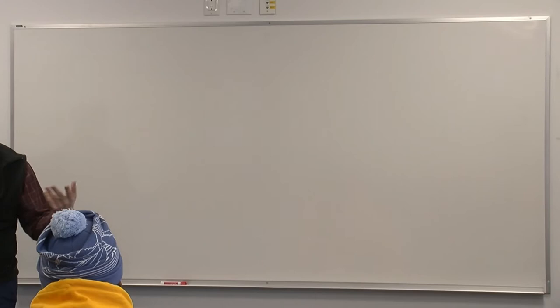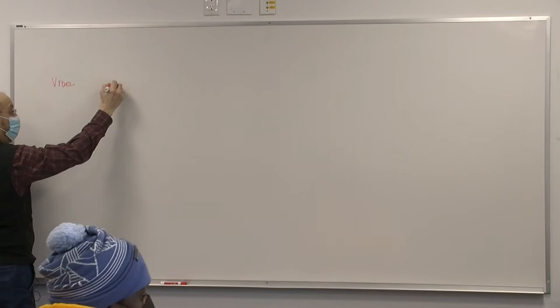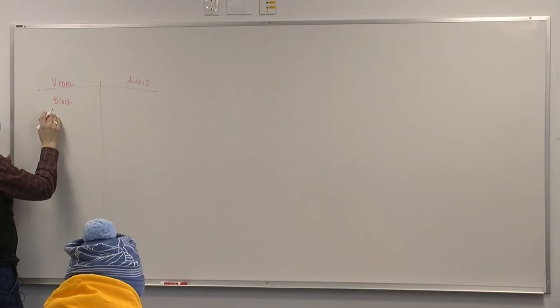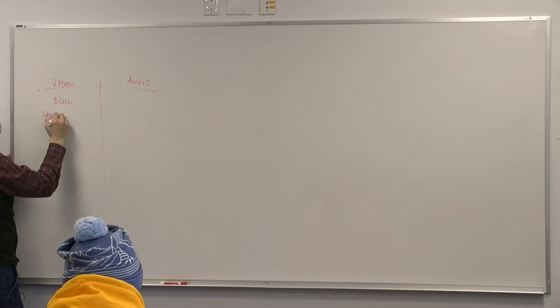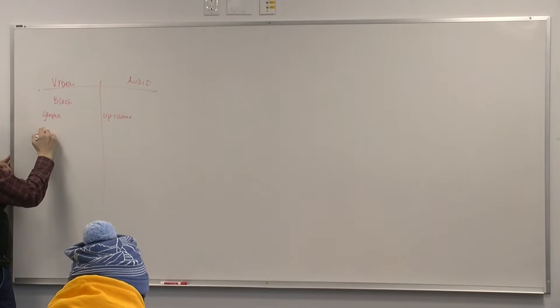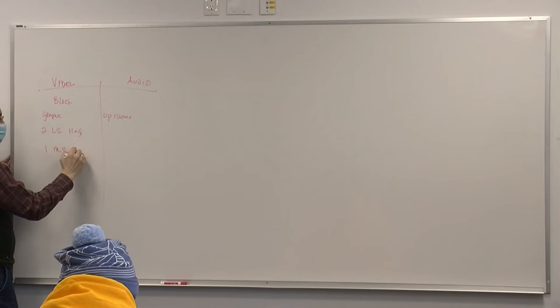So we'll do a format page. You have your video, and you have your audio. On video we start from black, and there's nothing on the audio. Then the next thing that happens is your graphic, then up theme, which means your music fades up. Then from there we go to camera two, long shot, that's host and guest. The music's still playing. And from there we've got one medium shot, host, and then down theme.